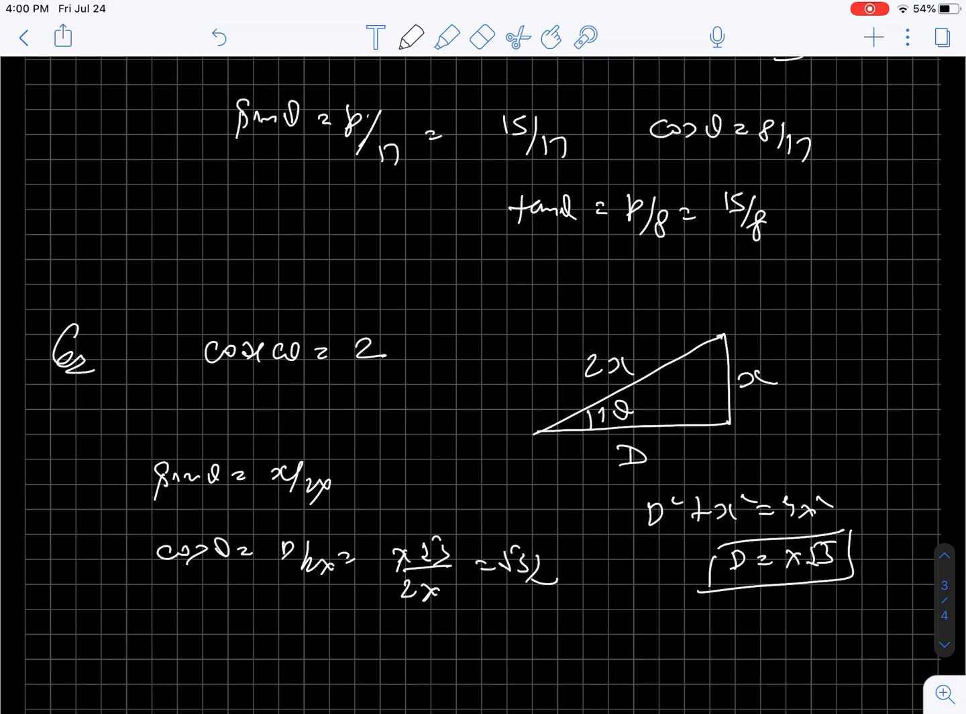Okay, we can find any value if we know one ratio, any one of the 6: sin theta, cos theta, tan theta, cosec theta, sec theta, cot theta. If we know any one value, we can find all the other values from the concept of triangle. Okay, is this clear?